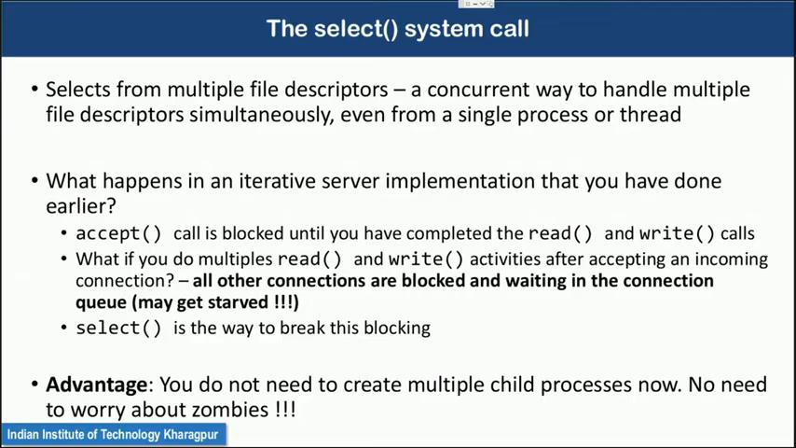The advantage of the select system call is that you do not need to create multiple child processes, and you do not need to worry about zombies. A child process always has a problem: if the parent process gets killed or stops, then the child process becomes a zombie. With the select system call, you do not need to worry about these zombies, so you can manage resources more efficiently. The select system call is nothing but a multiplexer.